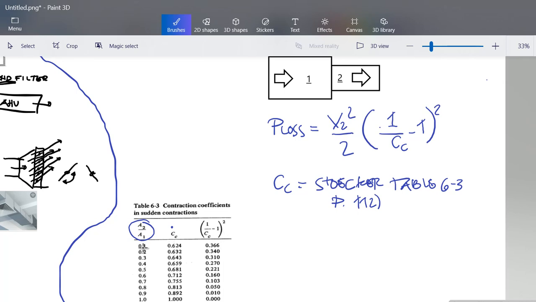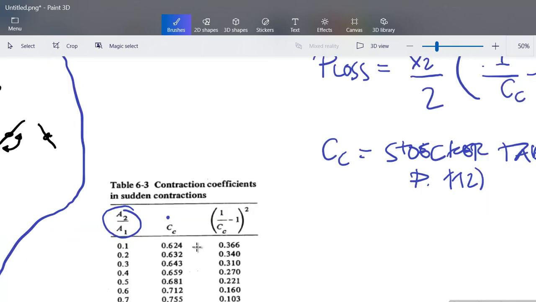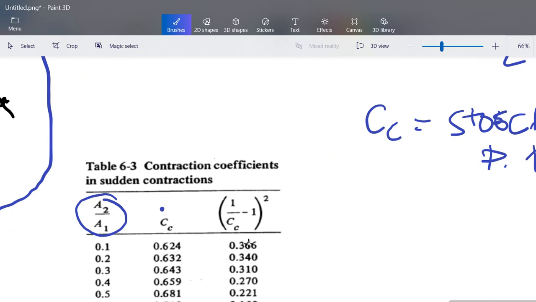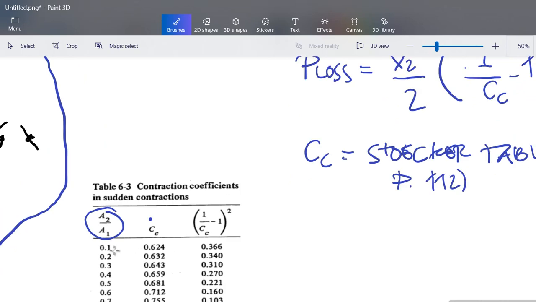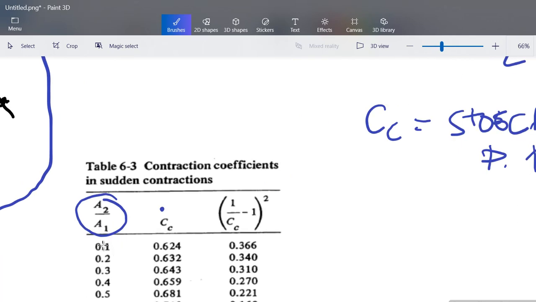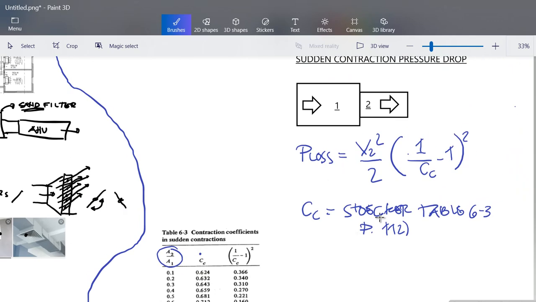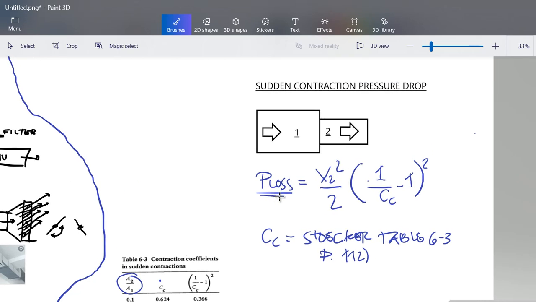So if you get the value of 0.1, then you have 0.624. Then if you substitute that in the equation, that is the same as 0.366. So it's better that you get the ratio, then get the value of 0.366, then substitute it into the equation, and then you have the pressure loss already.